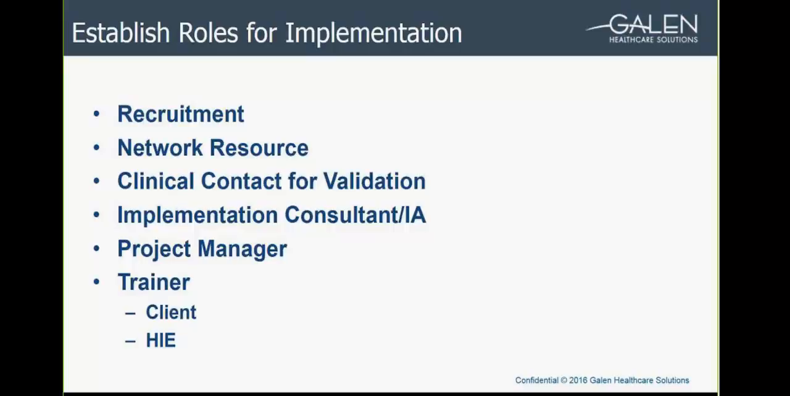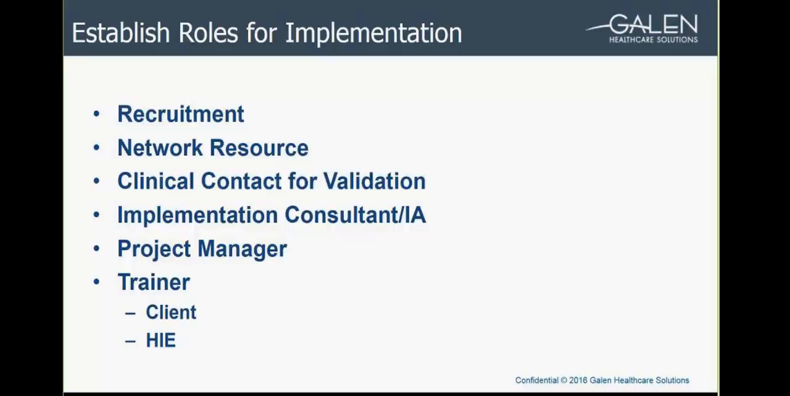What roles do you need for a successful implementation now that you've established ownership and offerings? Here are some important roles that we found to be necessary for success. Recruitment. Again, we're dealing with a public HIE. We really need to help participants realize the value of the HIE and contract them. Network resource to help establish methods of secure communication. Implementation consultant or interface analyst. We want this on the participant side as well as the HIE side to build the interface. I skipped over that one.